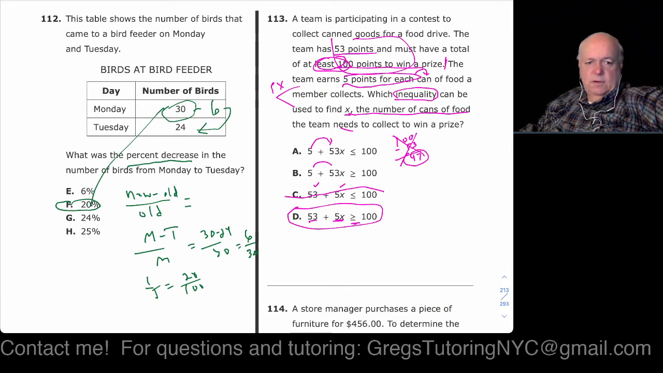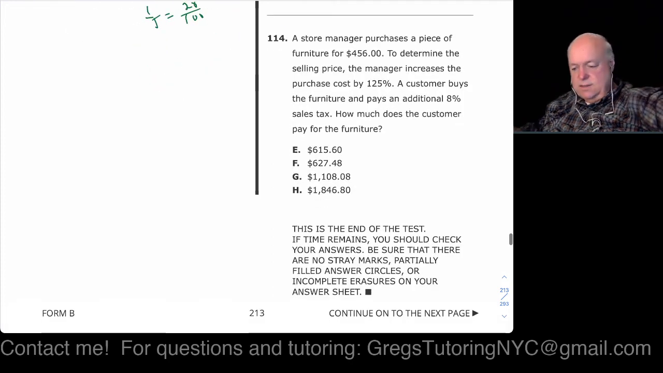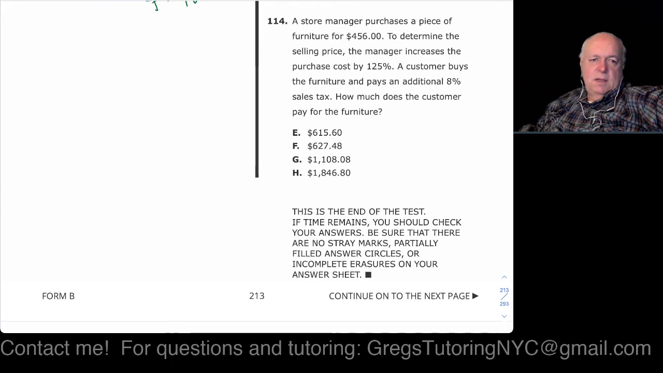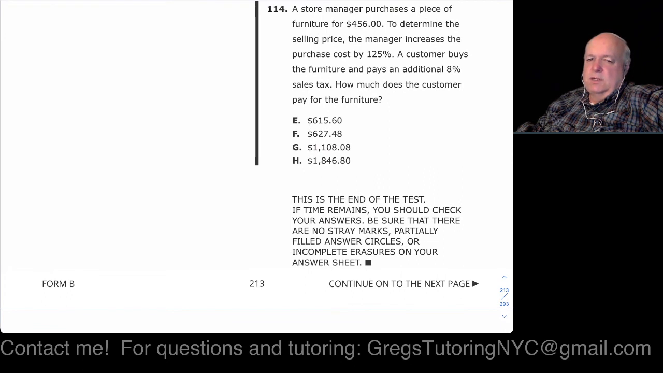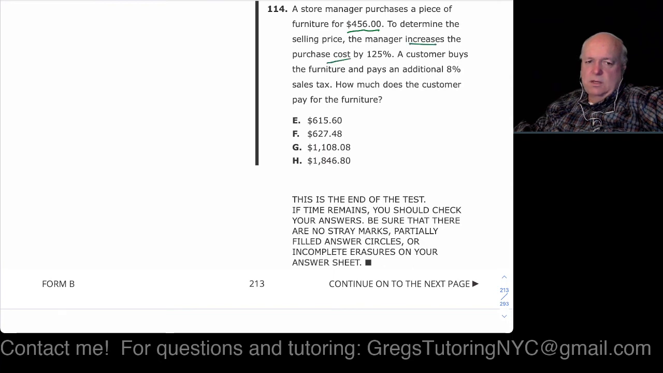All right. And then finally, 114 is the last question. It's kind of ugly, at least I find it is. And it's probably among the hardest of the so-called simpler questions, or at least of the straight arithmetic questions. And with this percent increase and percent decrease stuff, you always have to watch out for something. So we're going to talk about that. A store manager purchases a piece of furniture for $456. To determine the selling price, the manager increases the purchase cost by 125%. So this is the gotcha.